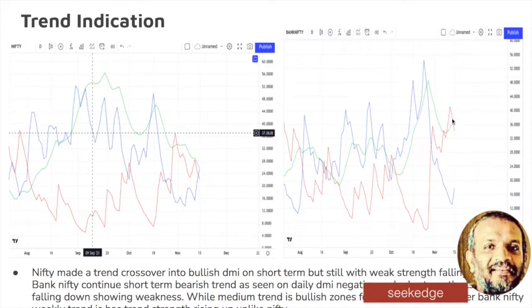Bank Nifty has not crossed, it is still short term bearish, but on the weekly charts, in the medium term, you can see that it is having bullishness on both the indices, Bank Nifty especially. The ADX trend, the green part of the directional movement indicator, the strength of the trend is seen rising in the Bank Nifty weekly, but not on Nifty. Nifty is falling, but it's still bullish on both.